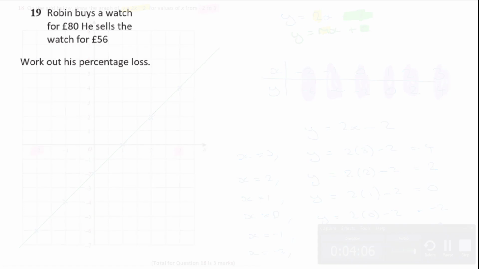Let's move on. Question 19. Robin buys a watch for £80. He sells the watch for £56. Work out his percentage lost. Okay, well, how much has he lost? We can work that out by subtracting one from the other, can't we? What is 80 take away 56? 80 take away 50 is 30. Take away another 6 is 24. So he's lost £24 in the time that he had it.